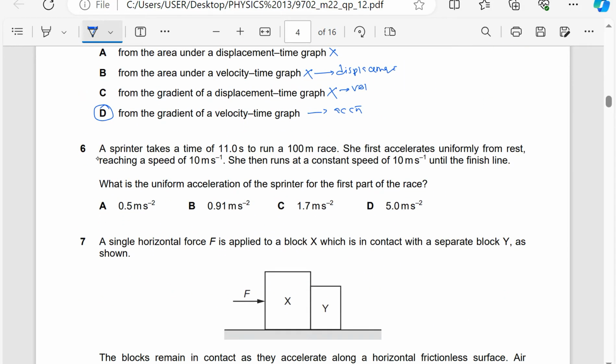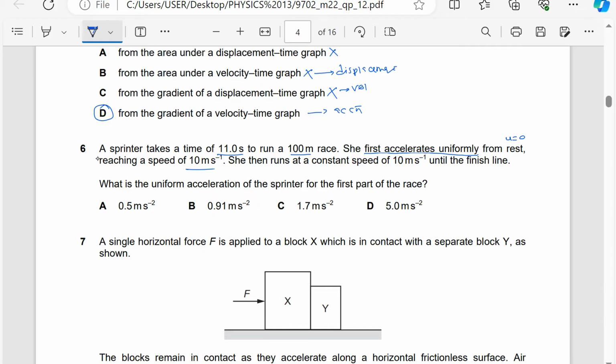A sprinter takes a time of 11 seconds to run a 100-meter race. She first accelerates uniformly, that is a constant acceleration from rest, that means initial velocity is 0, reaching a speed of 10 meters per second. So when we see uniform acceleration, it means equations of motion can apply. So immediately I will first look at that first part.